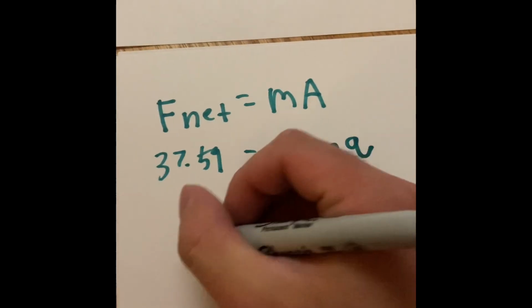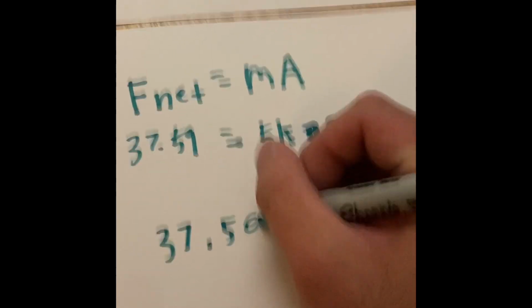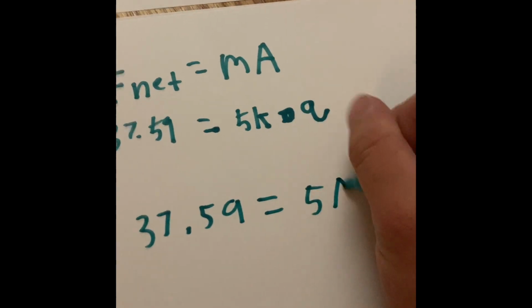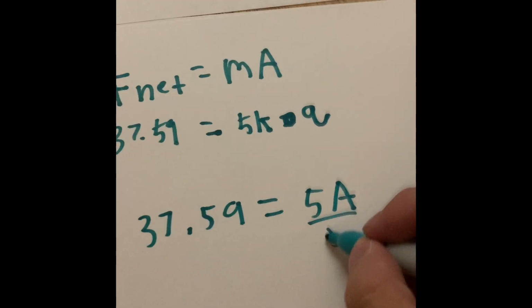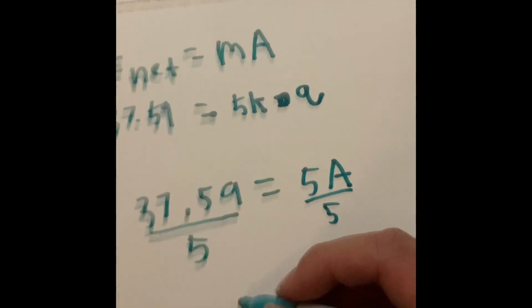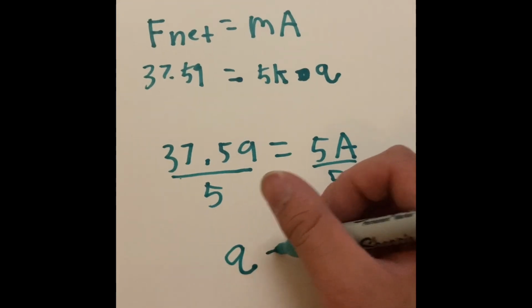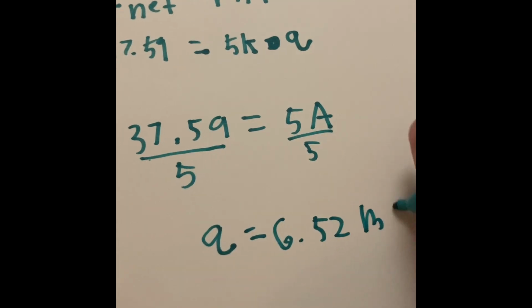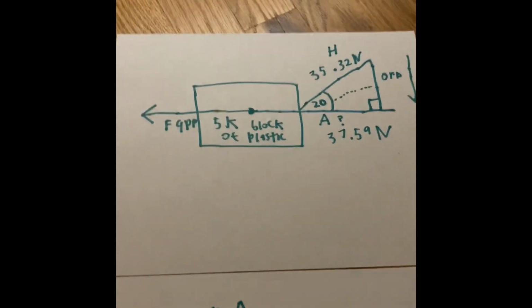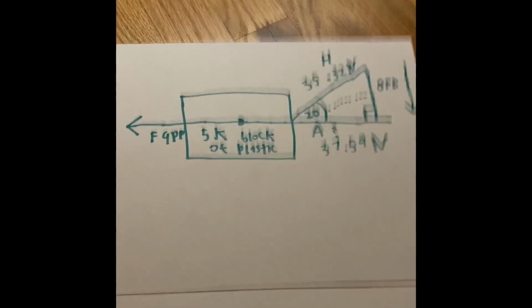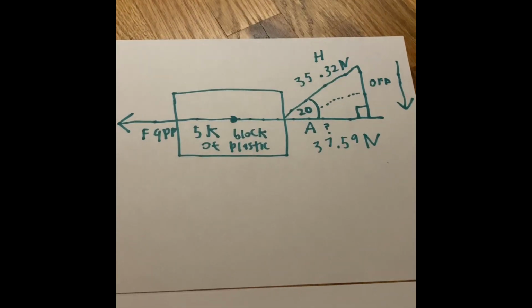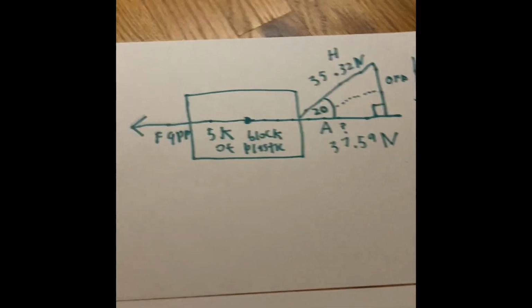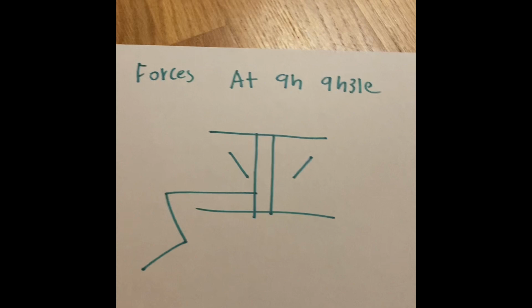So we get 37.59 equals 5A. Divide this side by 5. Our acceleration, how fast you're moving that block using force, is A equals 6.52 meters per second squared. So using all that force and the information from that triangle, you will be able to push that block at an acceleration of 6.52 meters per second squared. And that is how we use forces at an angle.